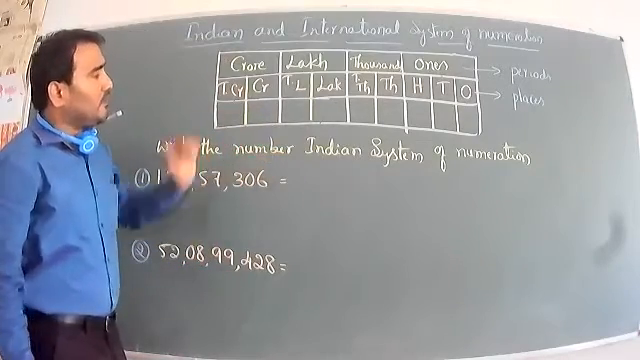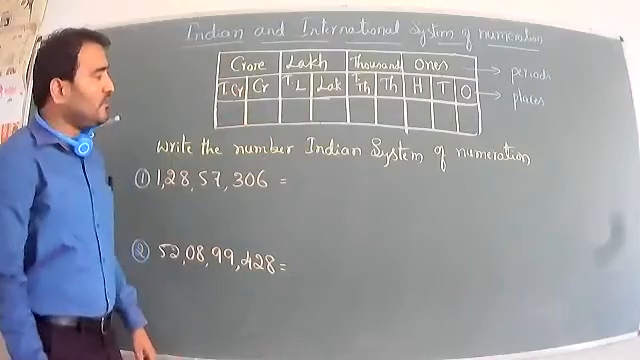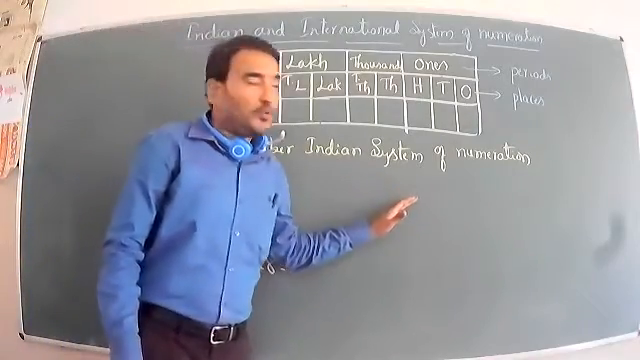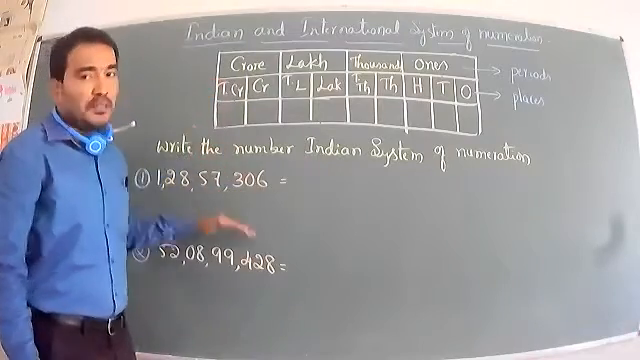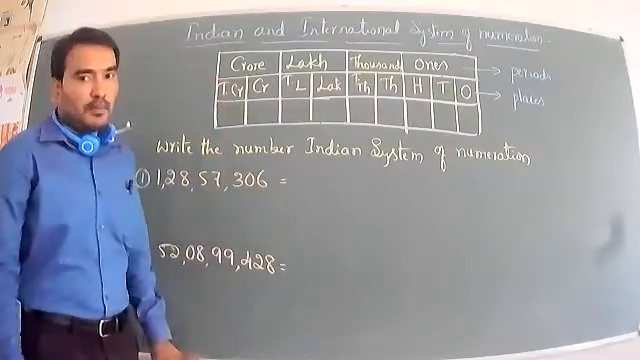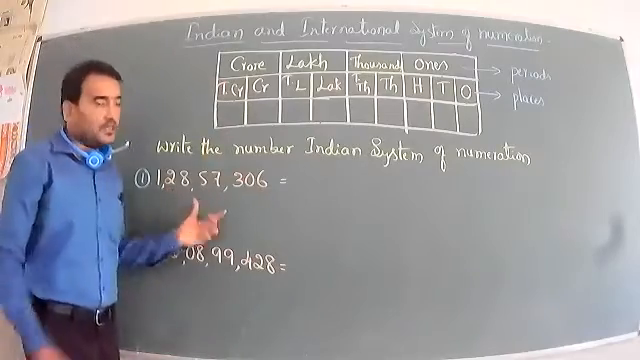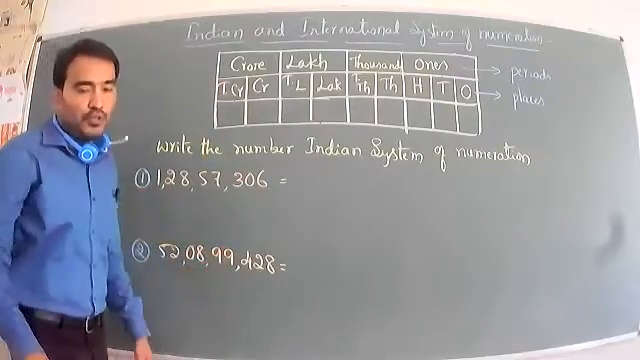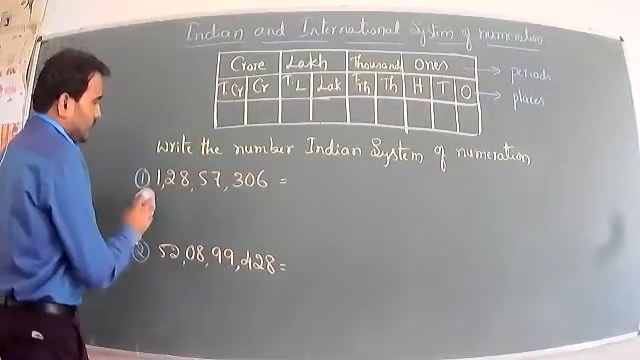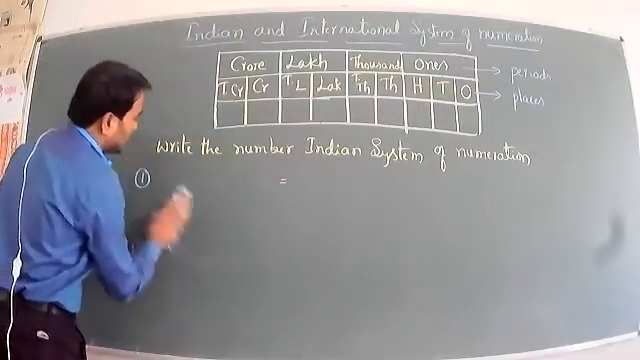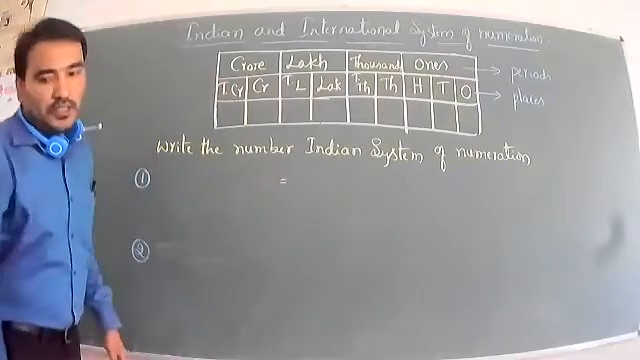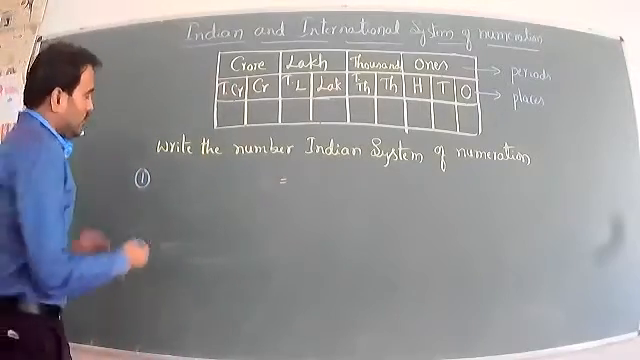Write the number name using the Indian system of numeration, using the place value chart. Sometimes the comma has to be given, sometimes not. So how to put the comma? First I will cancel this number and put the commas. We should understand the periods first, and then go for the number name. Now I will write the number.